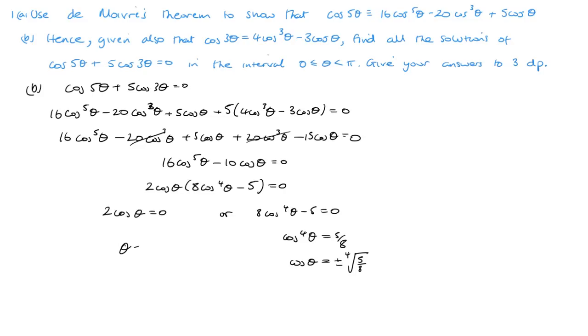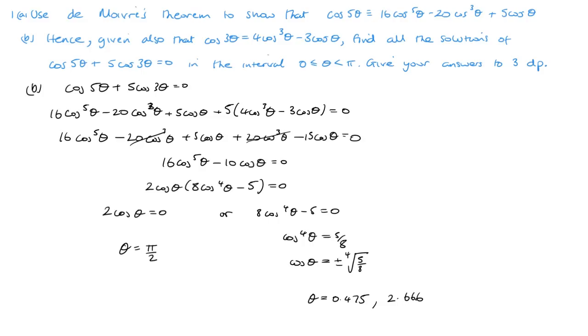So this one, theta equals pi by 2. Then my second one is 0.475 and 2.666. And those are the solutions between 0 and pi there. Okay, so that's question 1 complete.